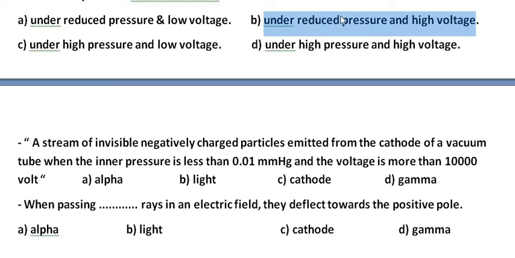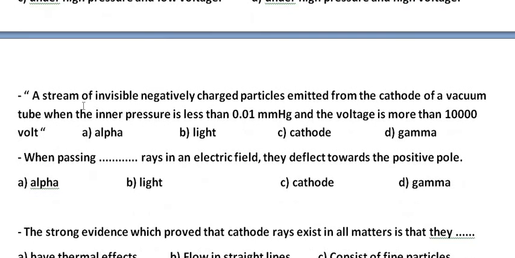This is the condition for obtaining cathode rays. A stream of invisible negatively charged particles emitted from the cathode of a vacuum tube when the inner pressure is less than 4.1 millimeter mercury and the voltage is more than 1000 volts. This is the definition of cathode rays.